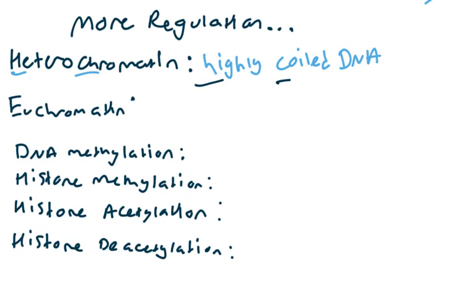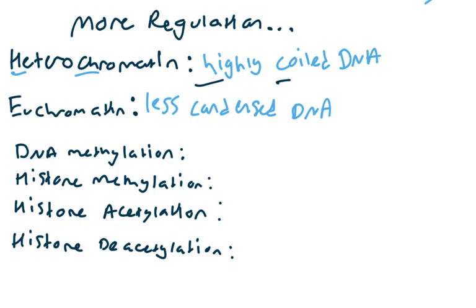Euchromatin is the less condensed DNA. So this is when DNA is replicating and we've unpackaged our DNA. It exists as euchromatin. So there's a few things we can do to essentially regulate transcription at the DNA and histone level.